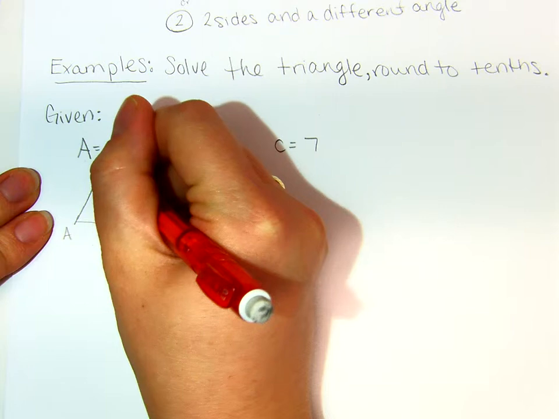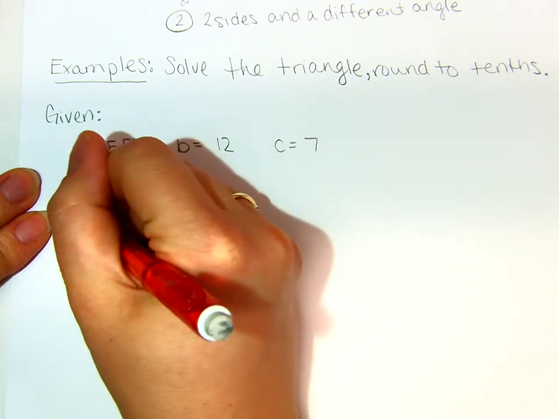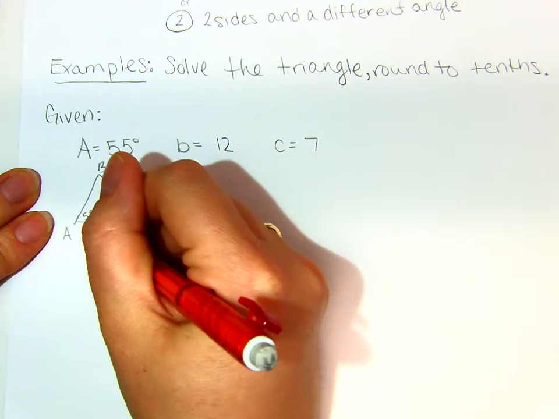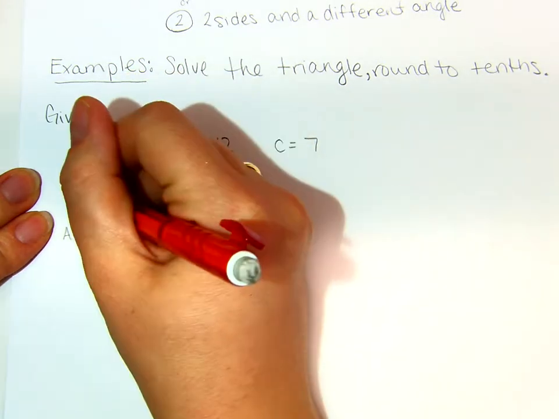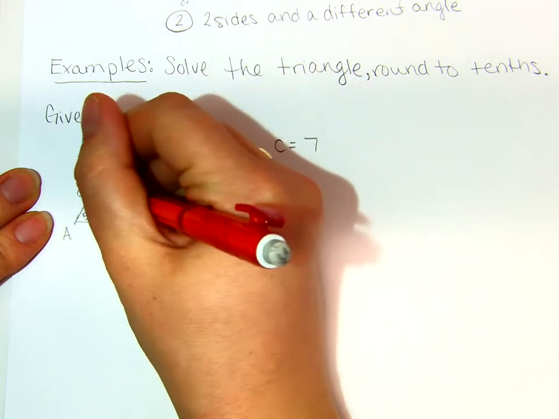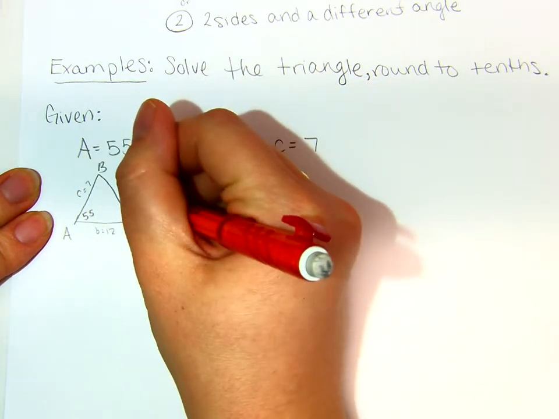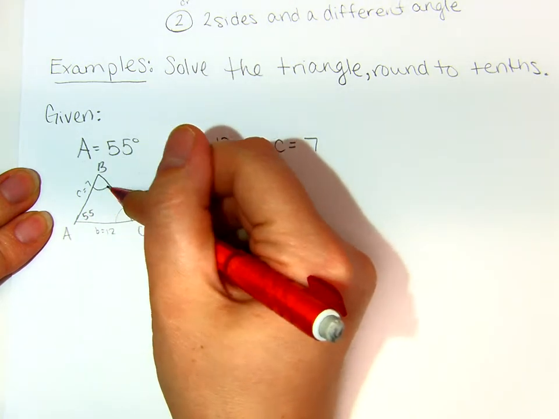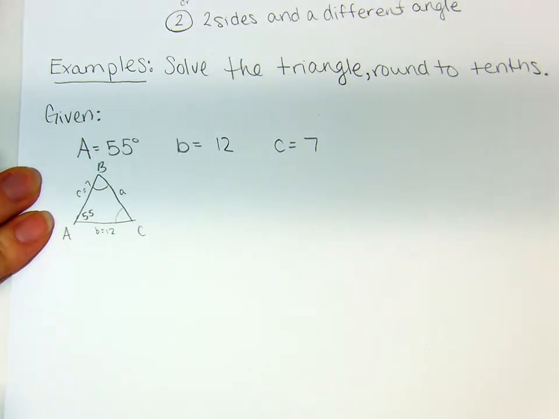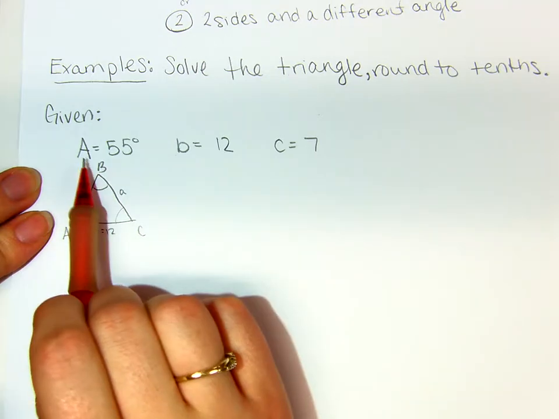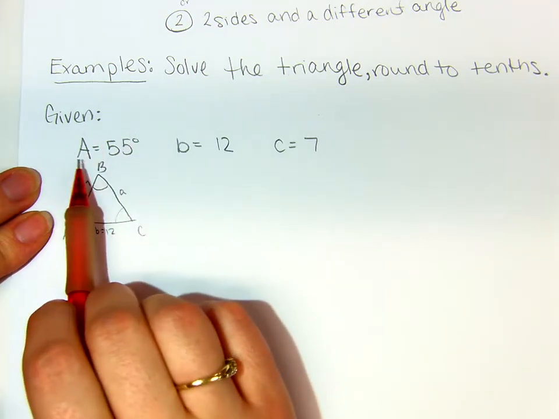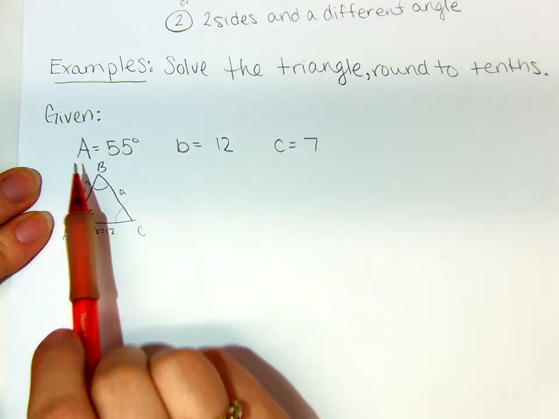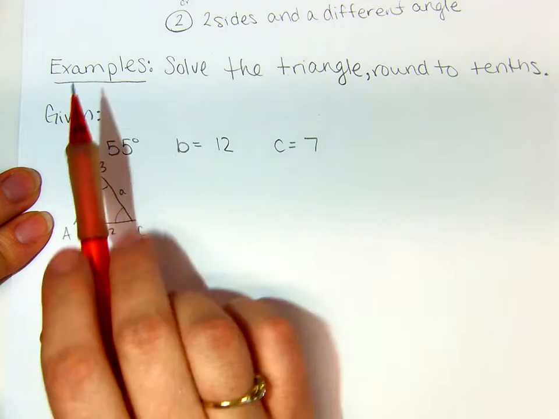I have A, B, and C. A is 55. Side b would be 12. Side c, opposite angle C, is 7. Side a I don't know. Angle C I don't know. And angle B I don't know. So I know angle A. If you are given the angle, that's the equation you need to use, or that's the angle that you have to plug into the law of cosines.